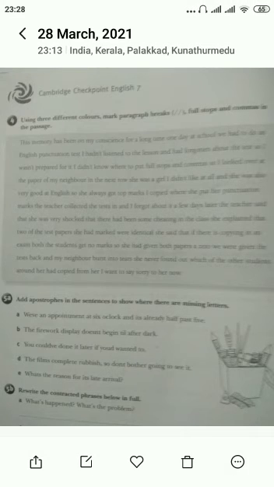Okay. The memory has been on my conscience for a long time. One day at school, we had to do an English punctuation test. I hadn't listened to the lesson and had forgotten about the test. So I wasn't prepared for it. I didn't know where to put full stops and commas. So I looked over at the paper of my neighbor in the next row.